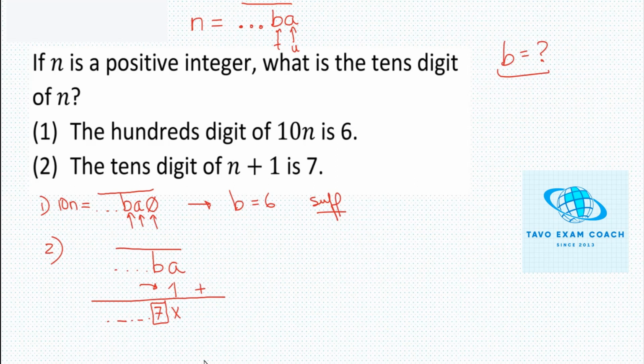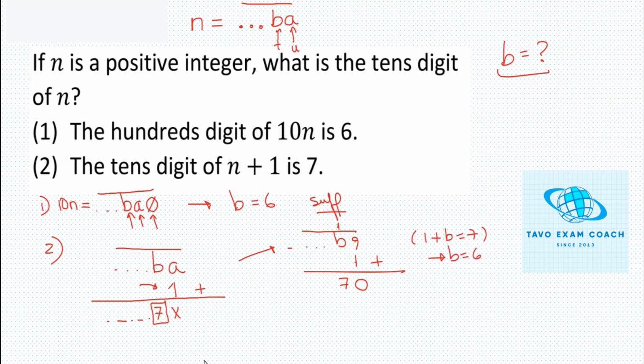But what would happen if a were 9? If a were 9, then you would be in this scenario. Digit b, digit 9, and this plus 1. You would have 9 plus 1, 0. You would have to carry 1 unit and add it to b. And you would have 7 here. 1 plus b would be 7. And if 1 plus b equals 7, that would mean that b equals 6.